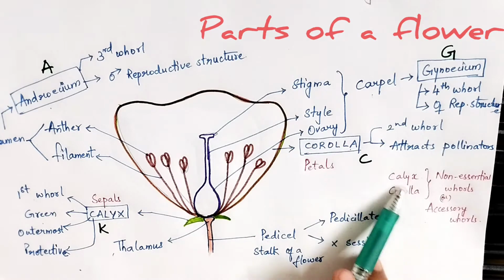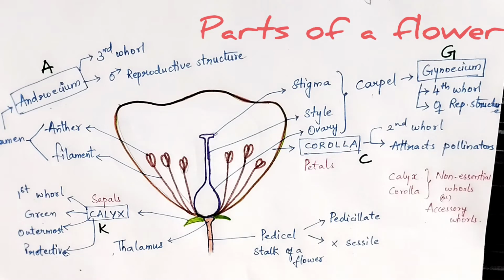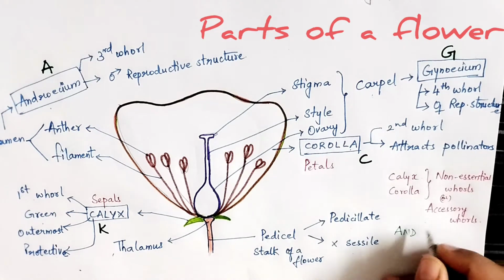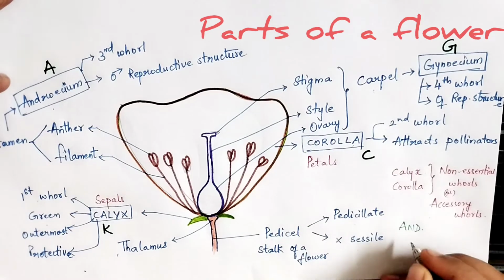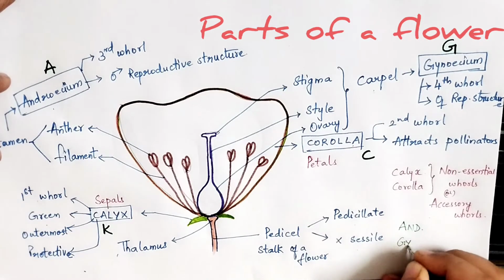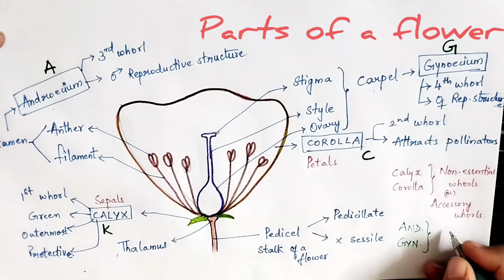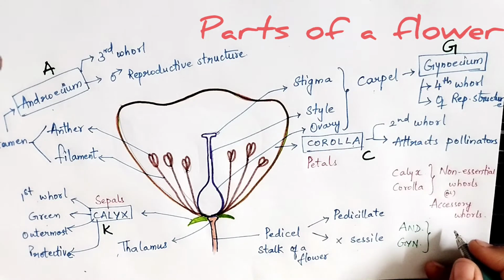Okay, then when these two are non-essential whorls, what will be the essential whorls here? The essential whorls are nothing but the androecium and gynoecium. I'll write them here in short. These two are called essential whorls because they are directly involved in the sexual reproduction.